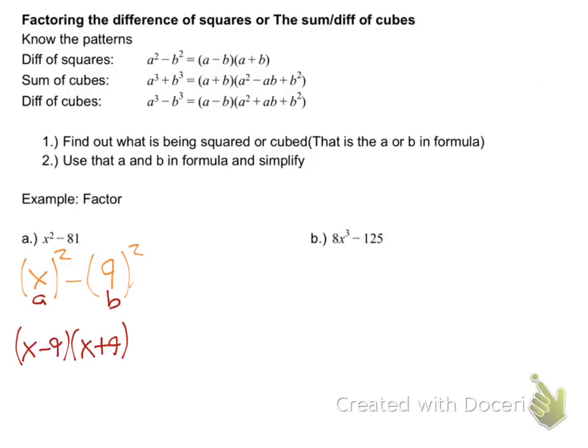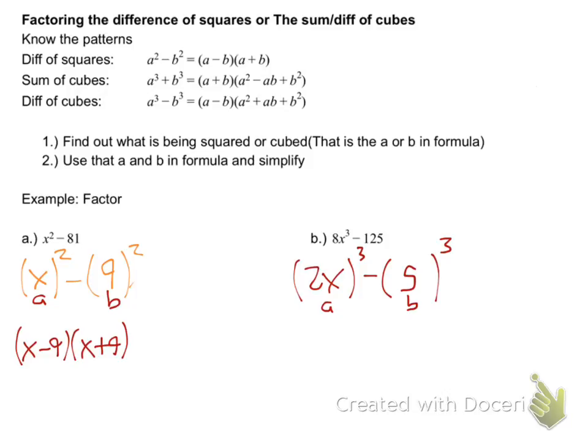Do the same thing with part B. It's 8x cubed minus 125. Well, first of all, can I factor anything out? No. It's two terms, but my eye is automatically drawn to the x cubed. So therefore it can't be a square. It's a perfect cube. Is 8 also a perfect cube? Is 125? Okay, so set it up. Something cubed minus something cubed. What's being cubed to get 8x cubed? 2x. 125? 5. You now know A and you now know B.